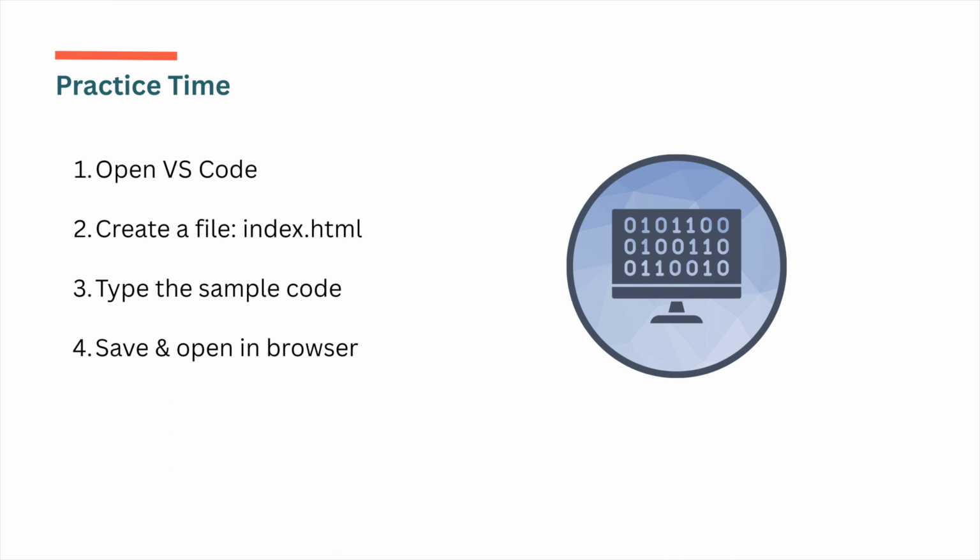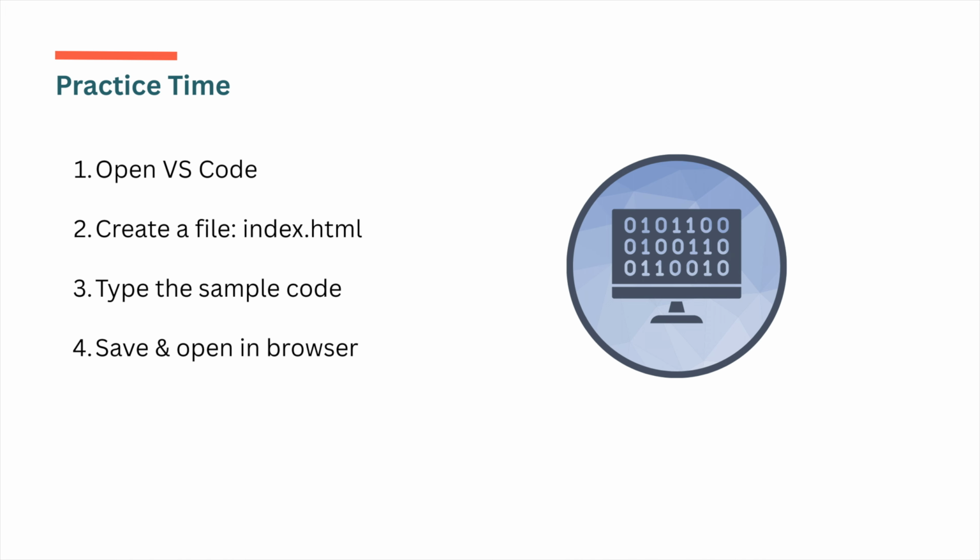Once you open Visual Studio Code, I want you to create a file called index.html. And once you do that, I want you to type the sample code, this one. You can pause or you can go back in the video and copy exactly what I'm showing you here. And once you're done, save it and open it in the browser. So in short, this is what I'm asking you to do.